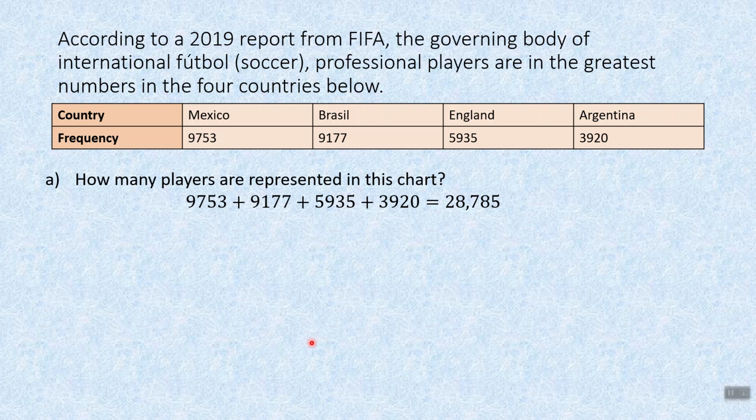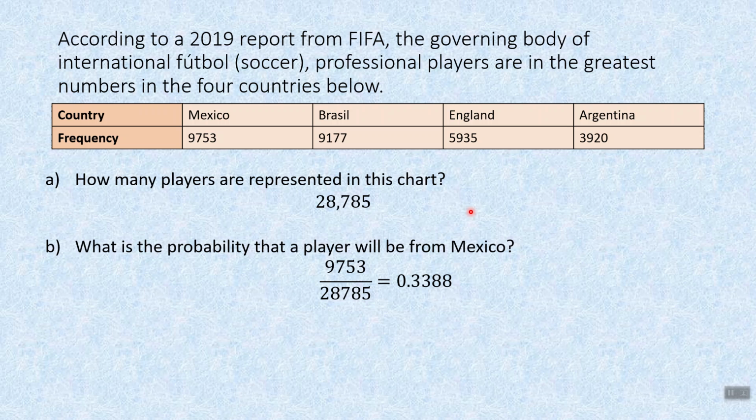Okay, so according to a 2019 report from FIFA, the governing body of international football, or soccer here in the US, professional players are in the greatest numbers in the 4 countries listed below. Mexico has 9,753 players, Brazil has 9,177 players, England 5,935, while Argentina has 3,920 players in international professional football. How many players are represented in this chart? We always need to know our total. So we'll add up the totals from all 4, and we find that there are 28,785 athletes represented in this chart from these 4 countries.